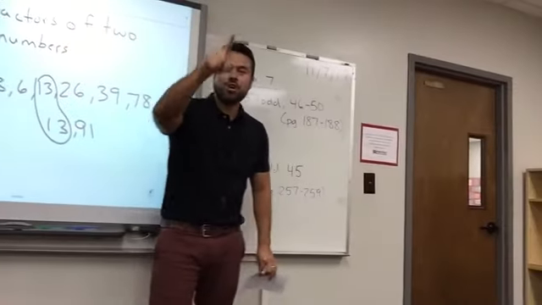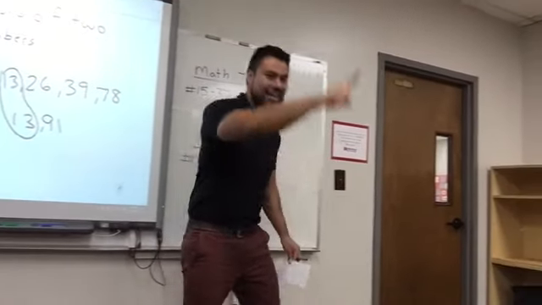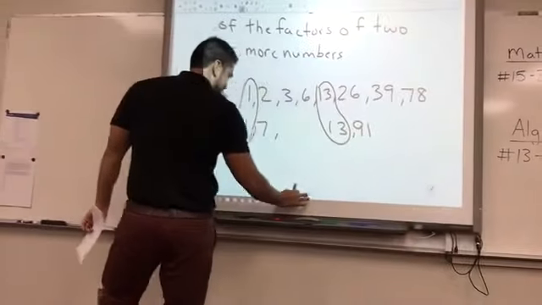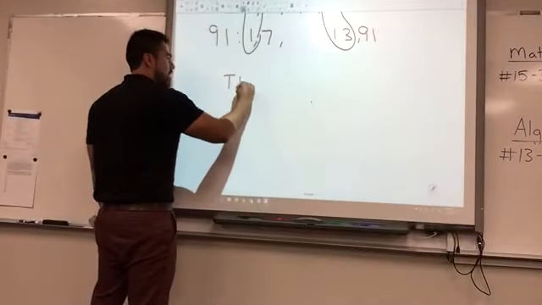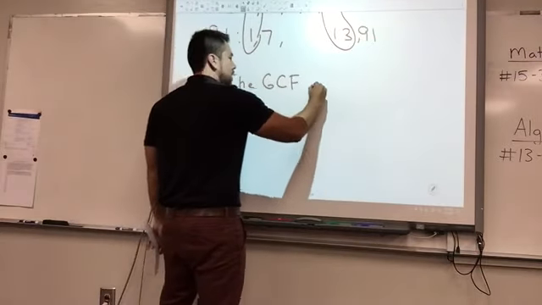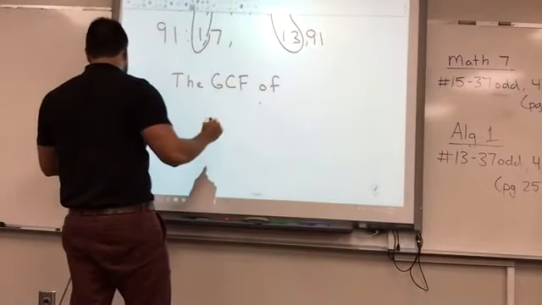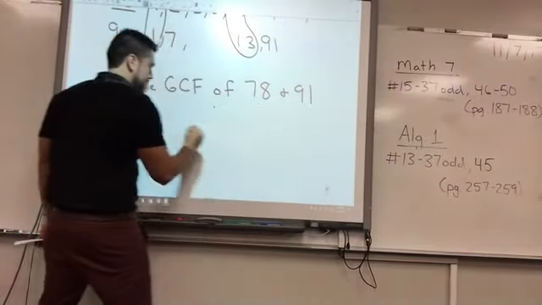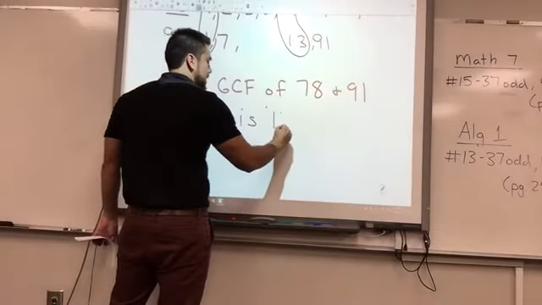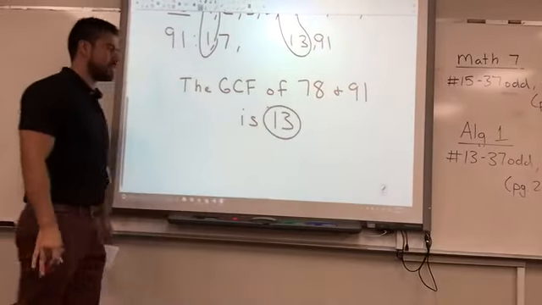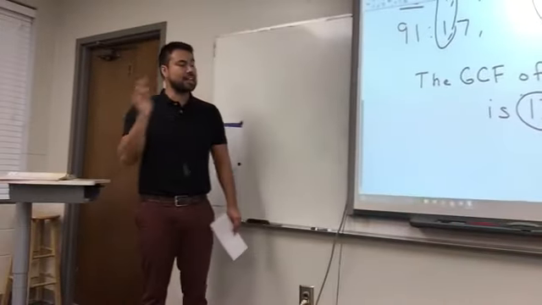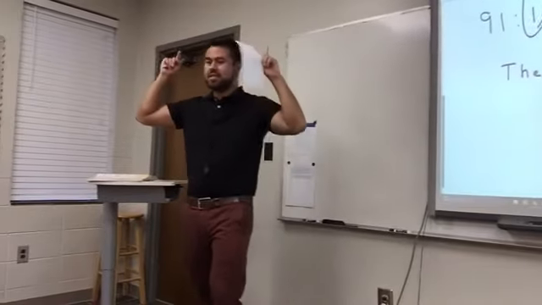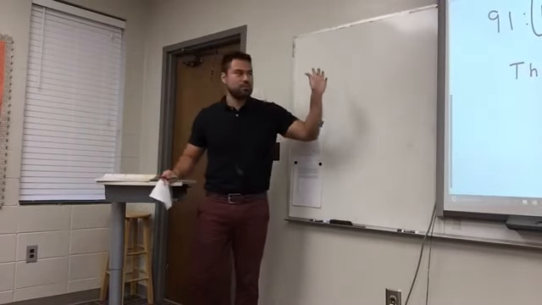Which one is the greatest common factor? Yes, ma'am? 13. It's 13. That's it. So we say the GCF of 78 and 91 is 13. It's the greatest common factor. The biggest factor that fits into both of those numbers evenly. No other numbers can do that for these two.